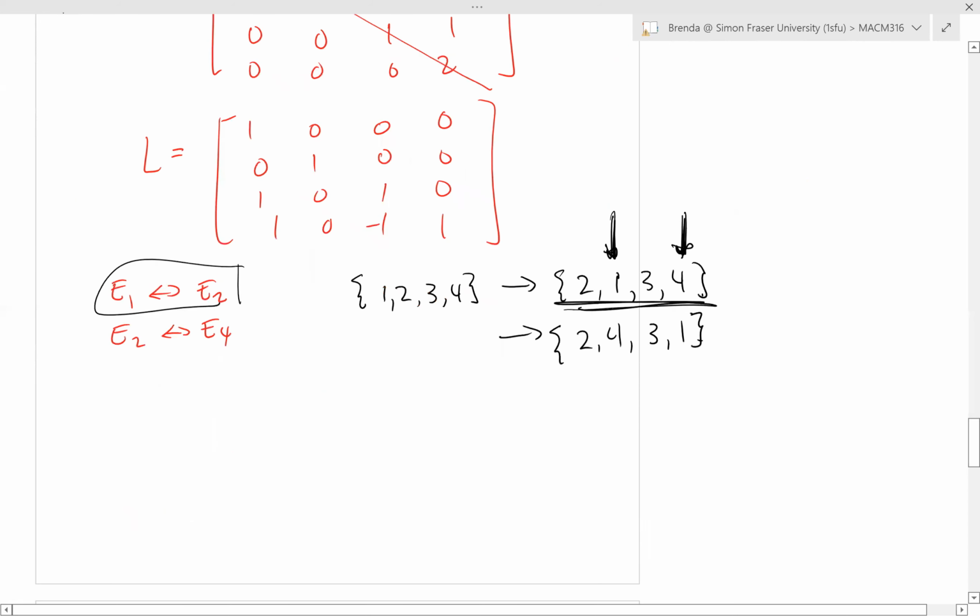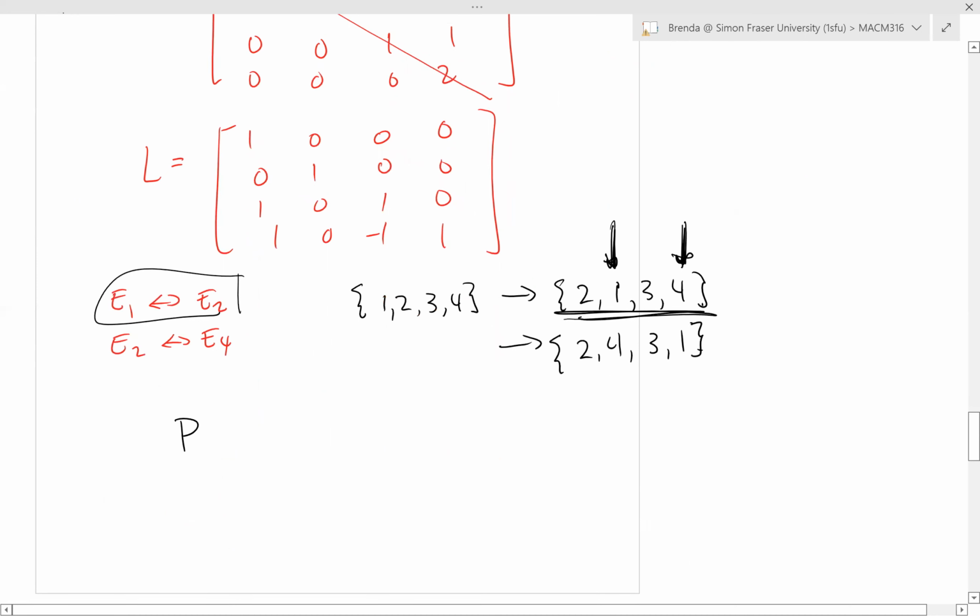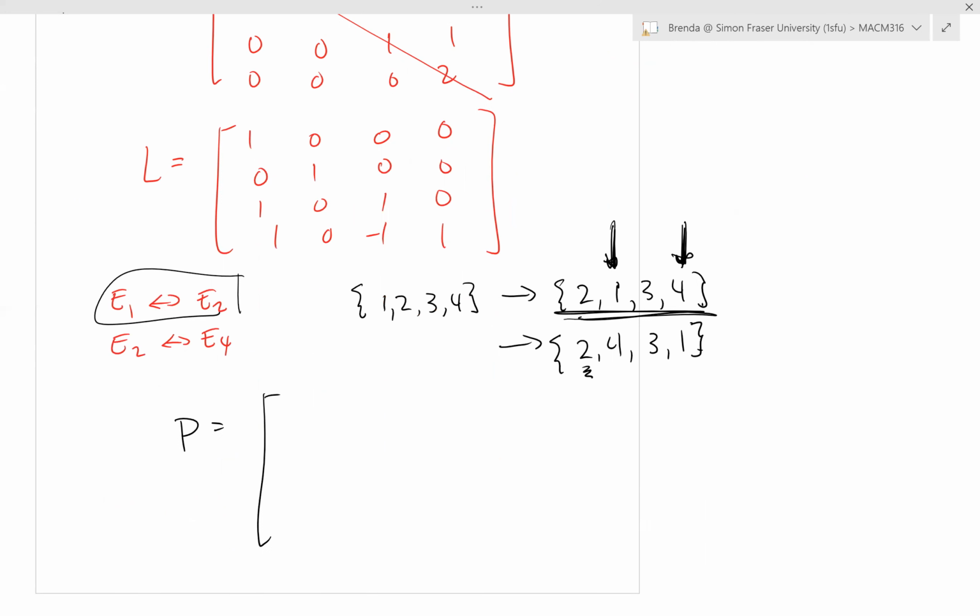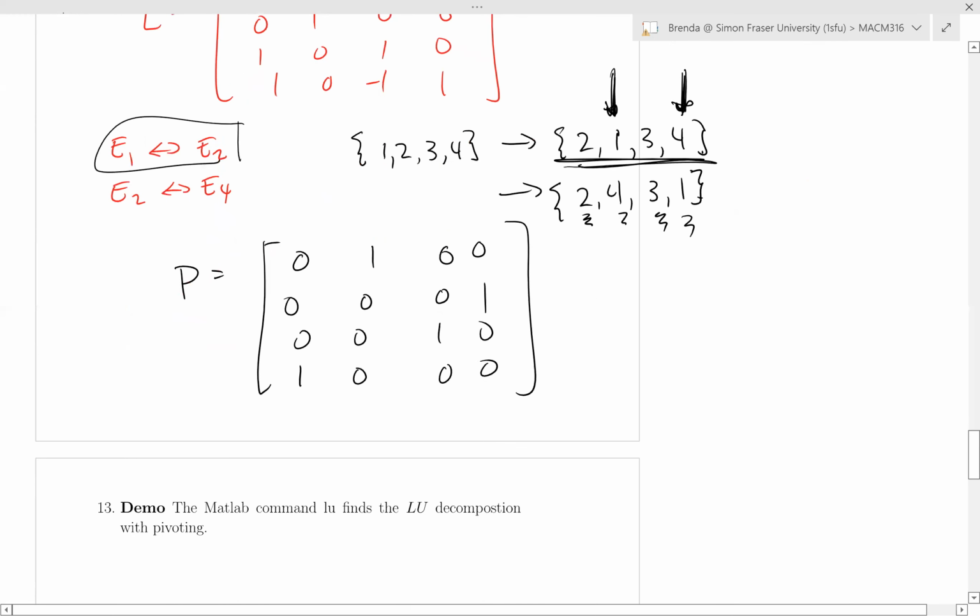Let us then write out what the permutation matrix is like. The first row has the 1 in the 2 position. The second row has the 1 in the 4 position. The third row has the 1 in the 3 position. And the fourth row has the 1 in the first position. There. There's my permutation, that's P. Okay. No more details, actually.